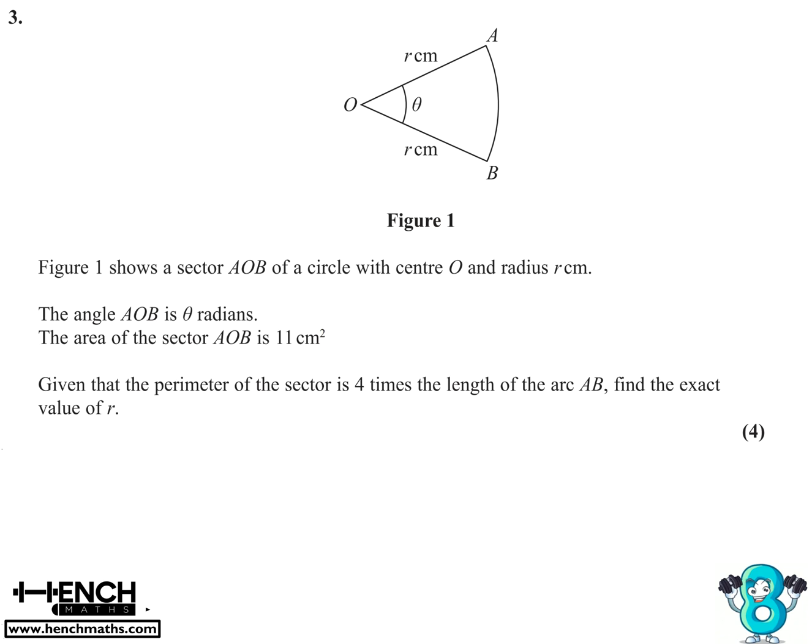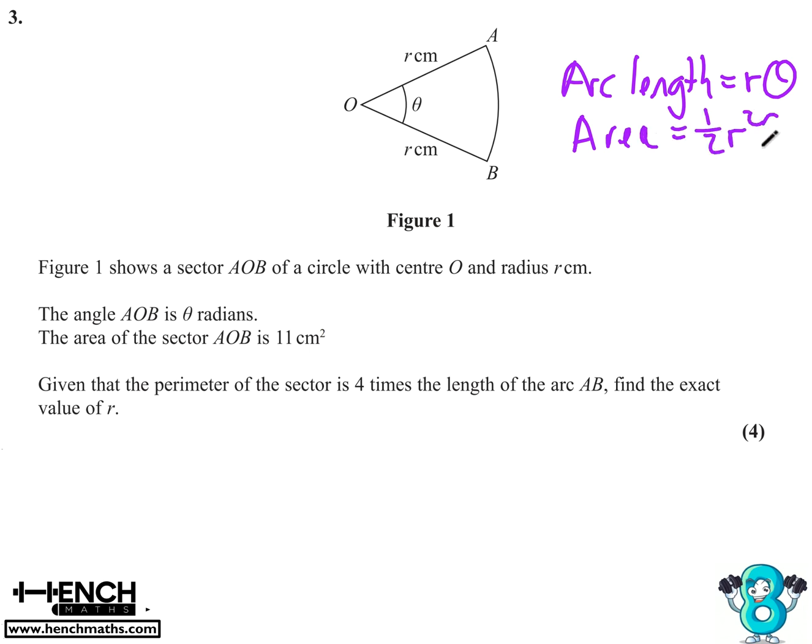So the formulae we need to remember here. For a sector, the arc length is R theta, and the area is half R squared theta. That's very crucial as long as your angle is measured in radians, which is true in this case. So we're going to use these to create some equations and solve this question to find R.